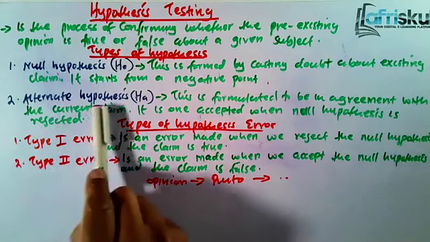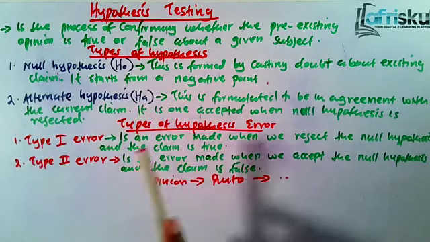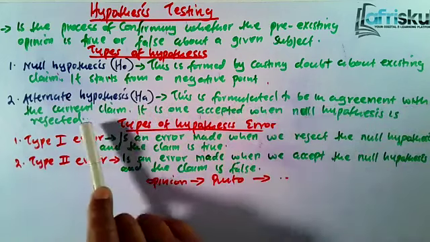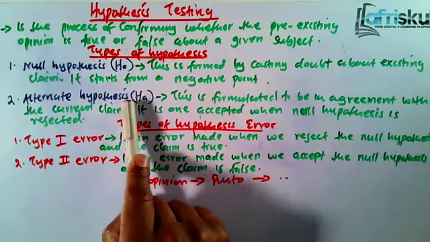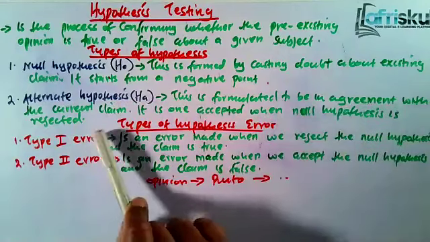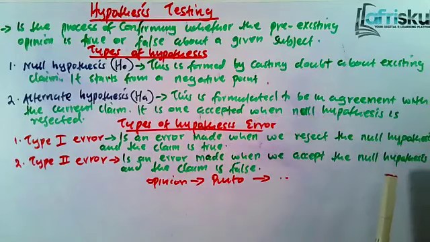Then we have the alternate hypothesis, which is denoted by HA. The alternate hypothesis is formulated to be in agreement with the current claim. This means Ruto will win an election, and then you say, yes, of course he will win. Now that's what you call the alternate hypothesis. It is formed to be in agreement with the current claim, and it's the one which will be accepted when the null hypothesis is rejected. Good. So those are the two types of hypothesis, the null hypothesis and the alternate hypothesis.